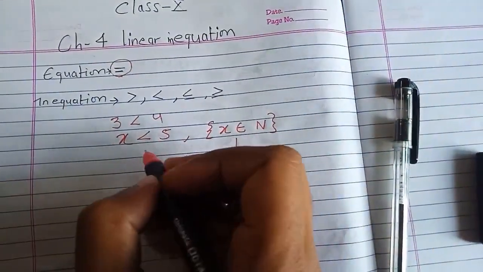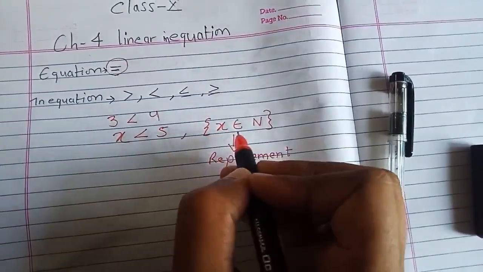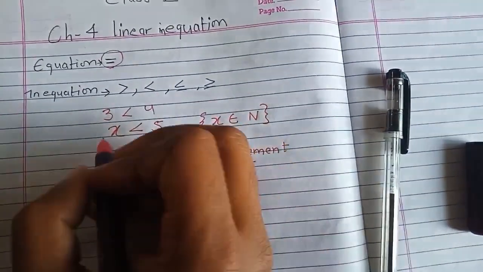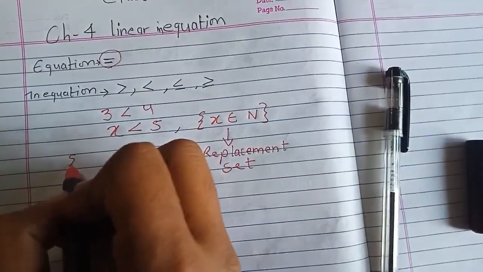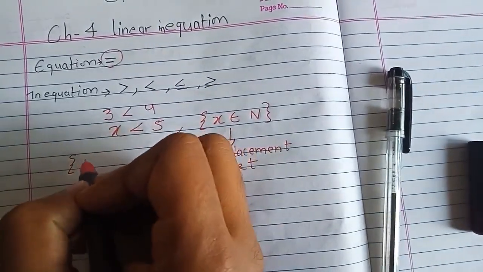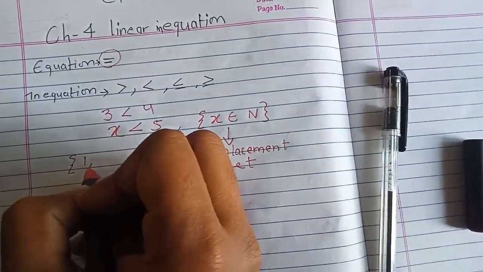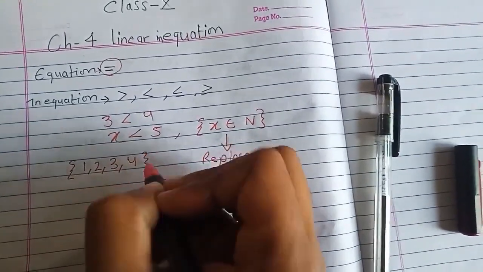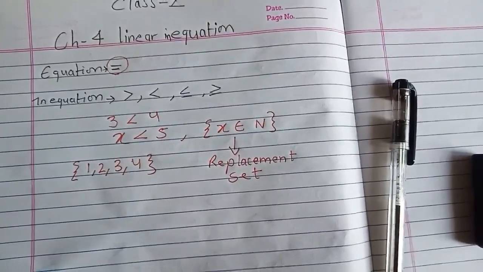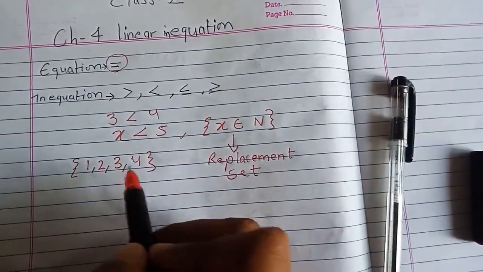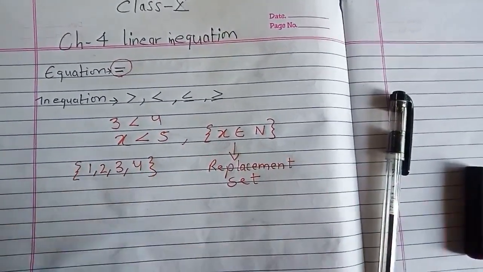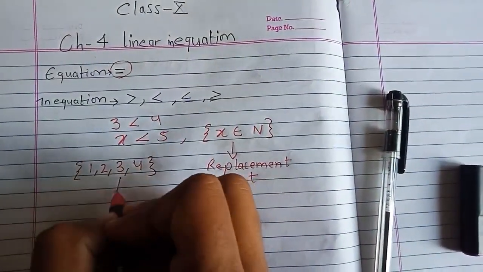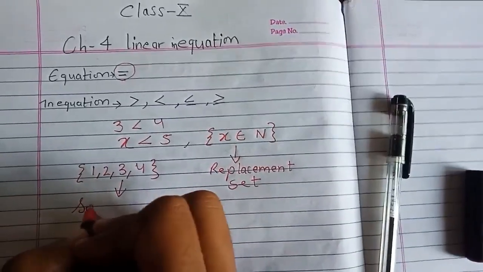So what's going to be my answer over here? x is smaller than 5 and x belongs to natural numbers. So what is smaller than 5? What are natural numbers? Natural numbers are the numbers that start from 1, 2, 3, 4. I'm not going to include 5 right now. So 1, 2, 3, 4 are the natural numbers that are smaller than 5. This is called the solution set.